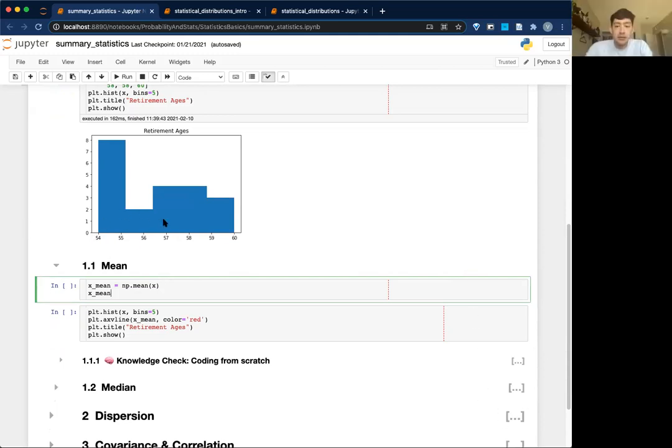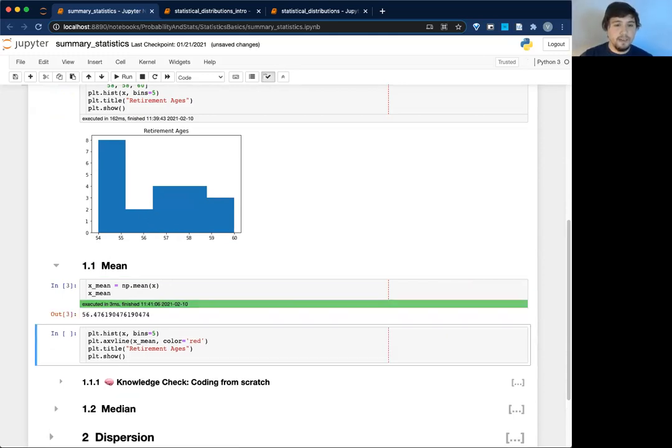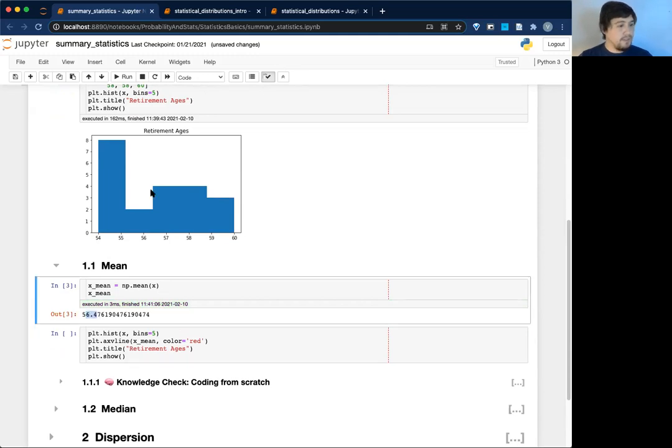55. Yeah, maybe around 56. Something like that. Yeah, kind of right around here. Okay, yeah, so let's see here. Yeah, 56.4, so it's about right. And you can see that's probably because it's leaning towards one direction versus another direction.